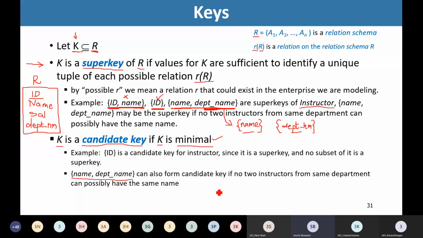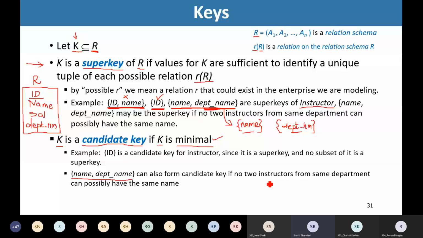Have you understood the concept? Very important concept. Have you understood the concept? Yes, ma'am. Fine. So, for a particular relation, we may have more than one super key. Also, we may have more than one candidate key.